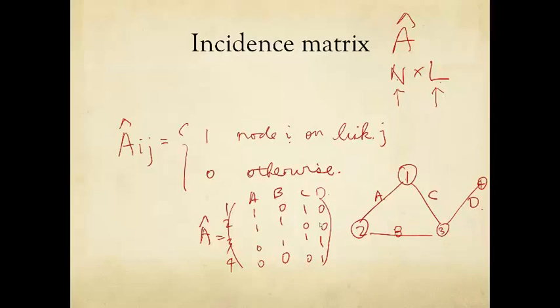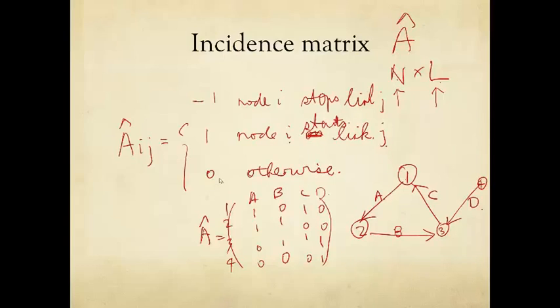Now what if it is a directed graph? Let's say the links are like this. Then we say the entry is -1 if node i terminates link j, and it's 1 if node i starts link j, and 0 if node i is not on link j.